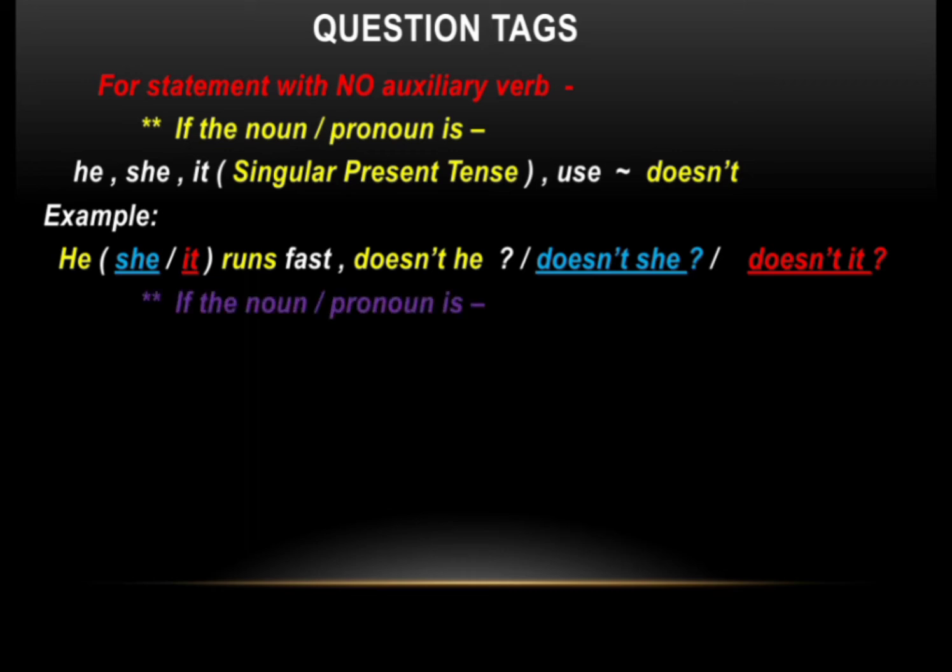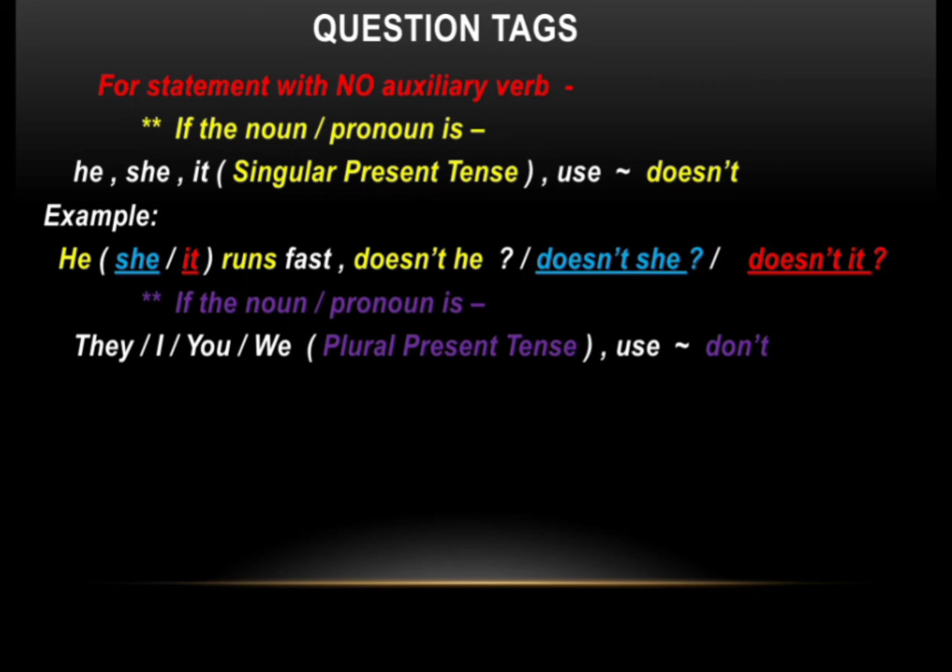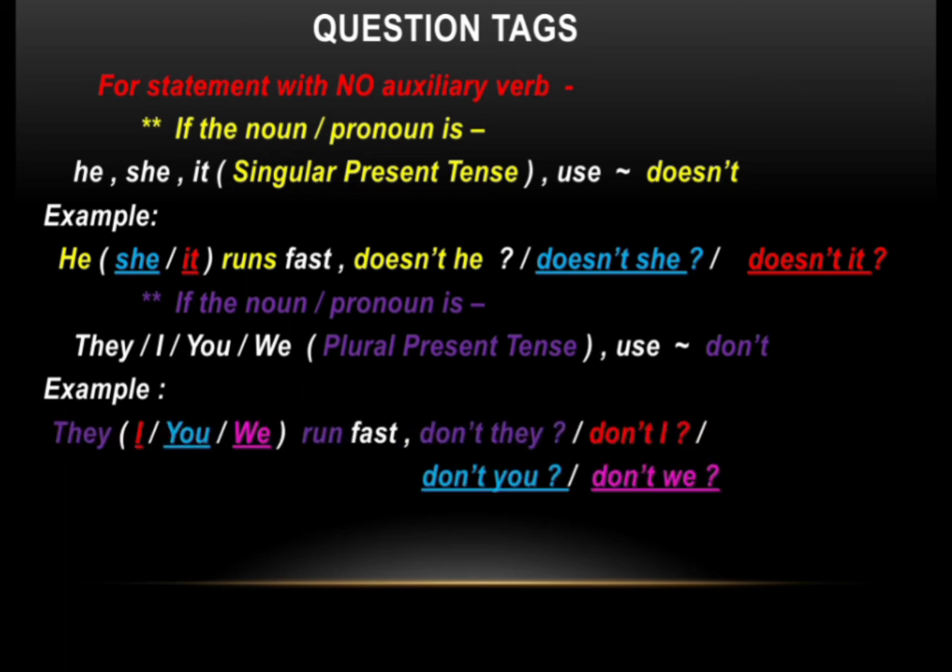If the noun or pronoun is they or I or you or we, that is, if it is plural present tense, we use don't. Example, they run fast. The tag is don't they. If the statement is I run fast, the tag will be don't I. If the statement is you run fast, the tag will be don't you. And in case the statement is we run fast, the tag will be don't we.